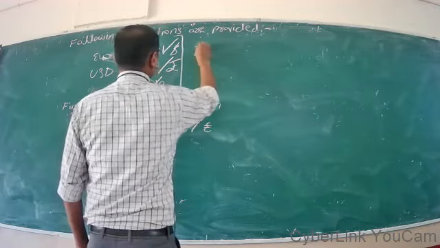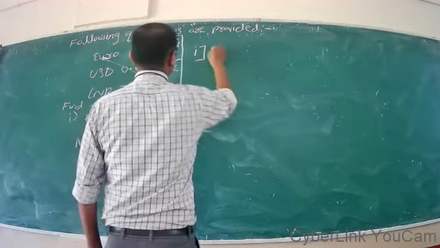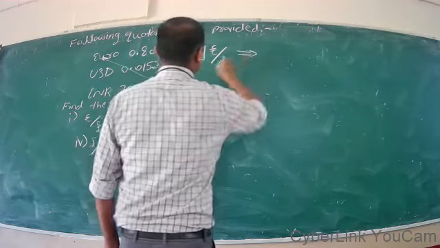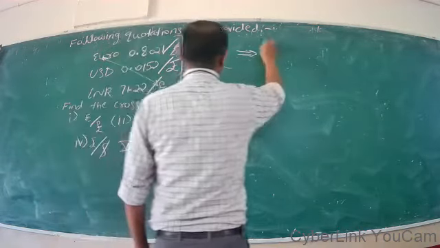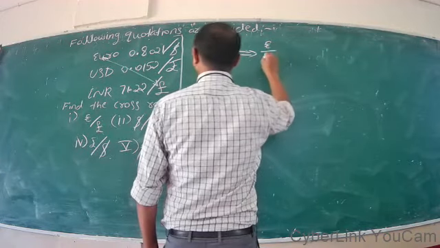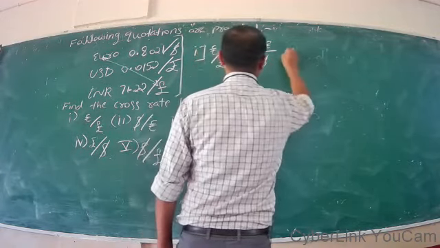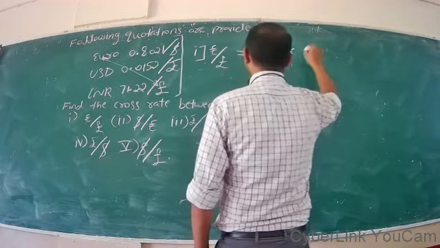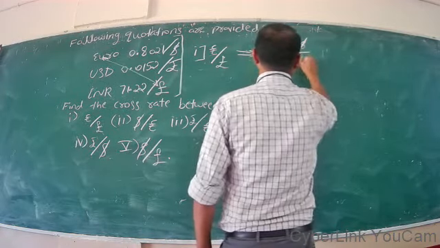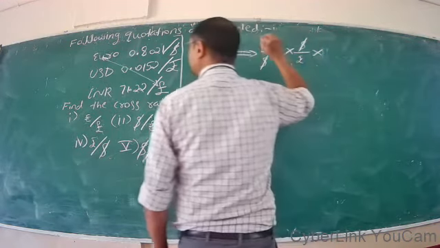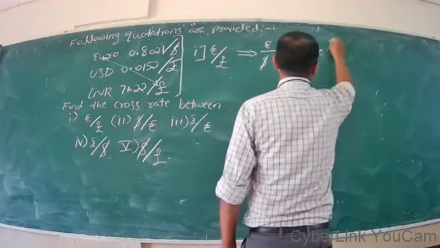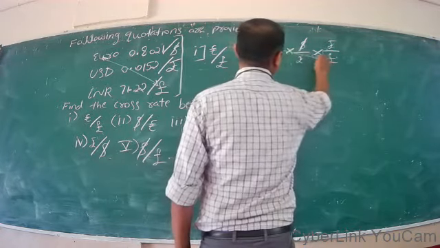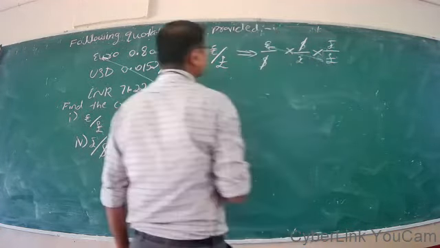So question number 1, they have asked to establish the relationship for euro per sterling pound. That means the given quotations are euro per dollar into dollar per rupee into rupee per sterling pound. Then only we can reach from here to here, right?